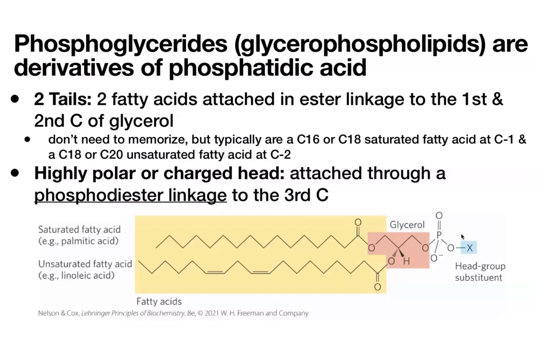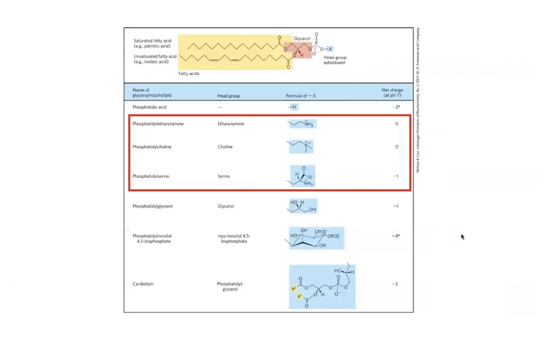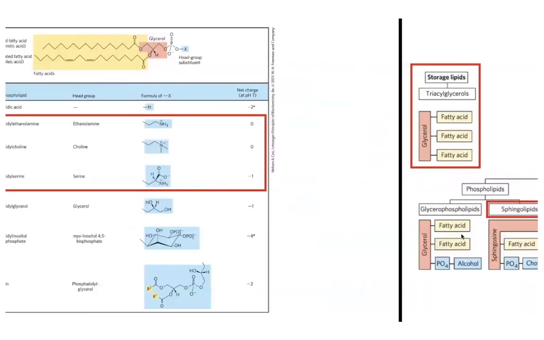And then in the third position, that's where we're going to have our highly polar or charged head. That's going to be attached to the third OH position in our glycerol through a phosphodiester linkage. Those head group constituents, remember, that's the part that can vary. And so we have things like phosphatidylethanolamine, phosphatidylcholine, and phosphatidylserine. But then you can get all sorts of other derivatives.